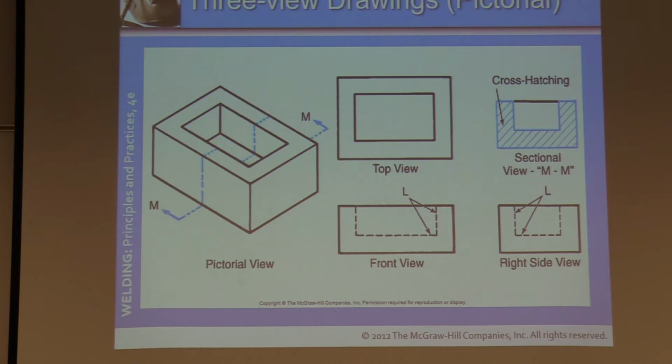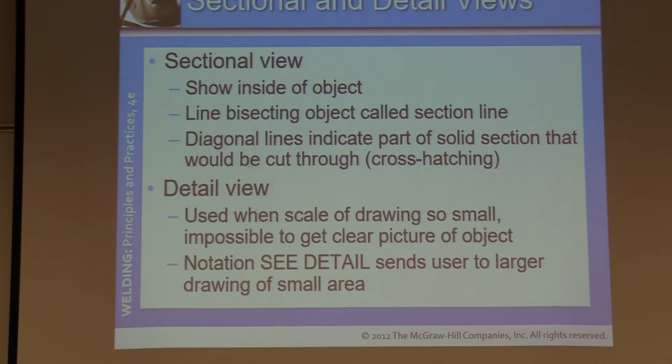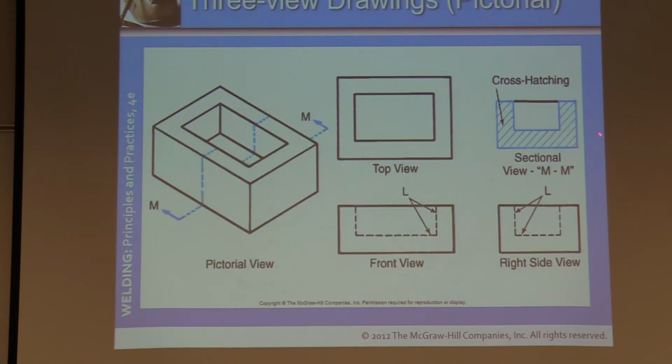This is a sectional view. So this might be where the M is showing you the cross section, and it might give you some dimensions here instead of here. Sectional view shows the inside. Diagonal lines indicate the part of the solid section that would be cut through. So right here we're showing the cross hatching. This is where it's cut.